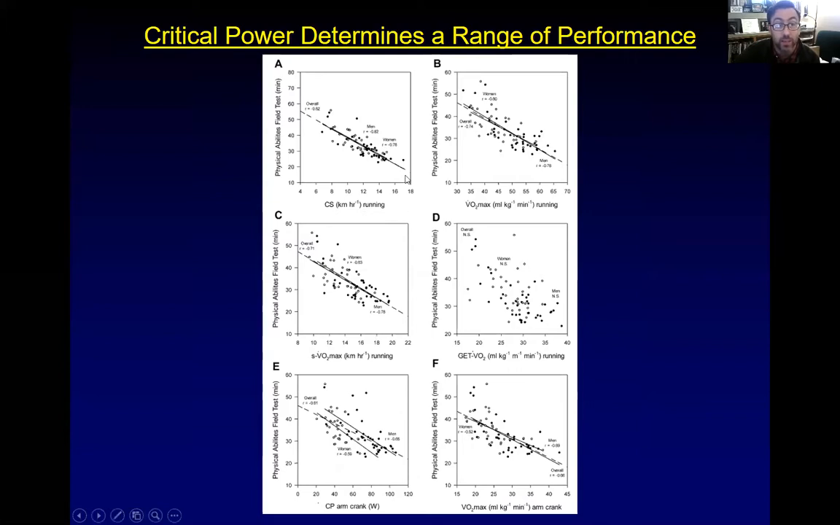And again, what I want you all to appreciate is that they found that critical running velocity was a better predictor of performance on this physical abilities task than some of their other things. Although the speed at VO2 max was actually pretty good, some of the other more traditional ways of measuring things were not quite as predictive.